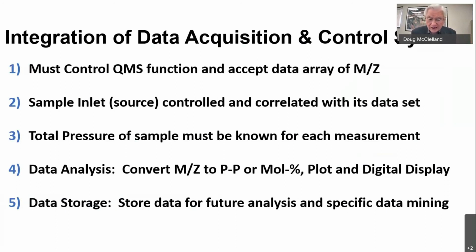The data storage allows you to go back and look at things and do postmortems if you're a customer, or you as the customer want to go back and see how it behaved the last time you analyzed it.